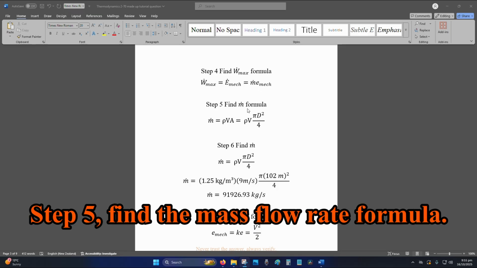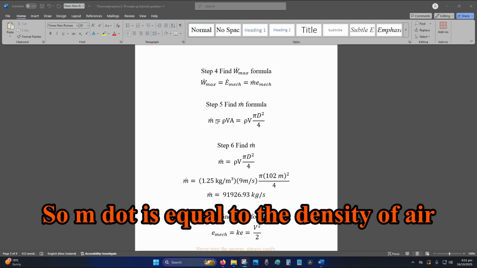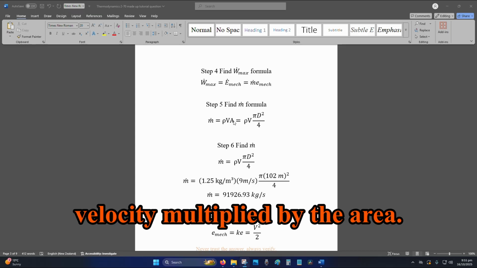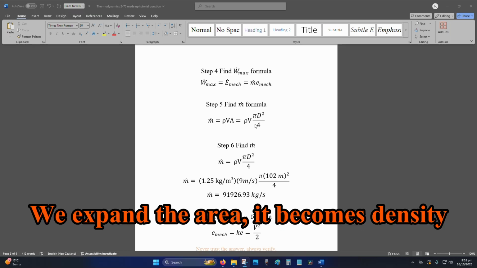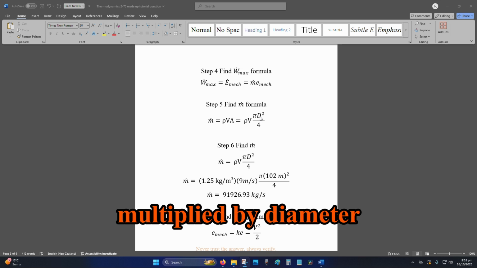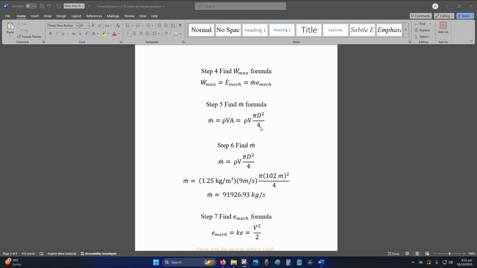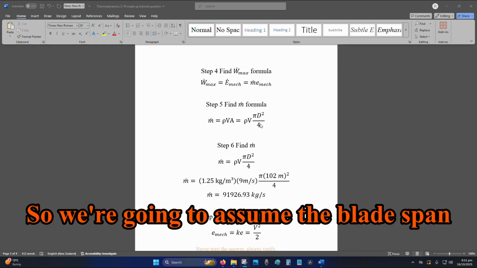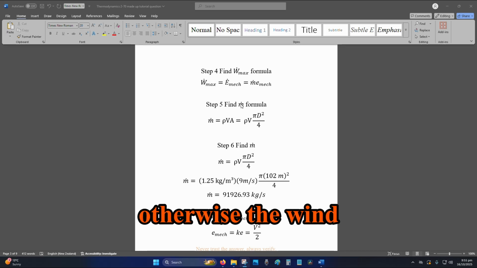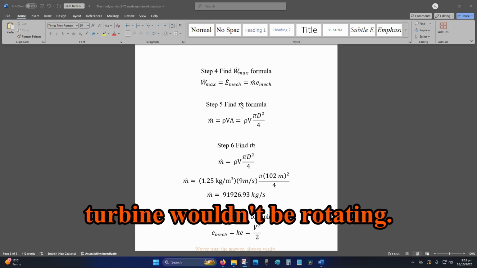Step 5, find the mass flow rate formula. So m dot is equal to the density of air multiplied by the velocity multiplied by the area. We expand the area, it becomes density multiplied by velocity multiplied by pi multiplied by diameter squared divided by 4. So we're going to assume the blade span tip to tip is circular in nature, otherwise the wind turbine wouldn't be rotating.